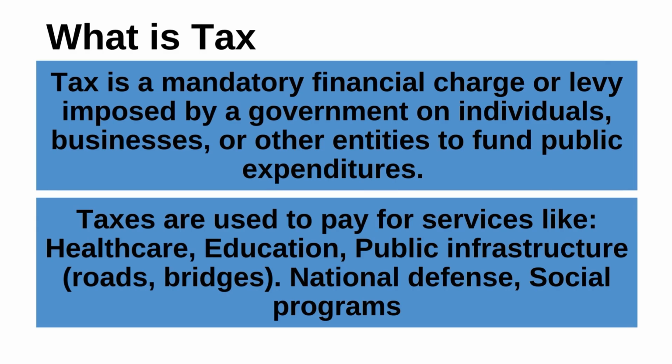What are the purposes for which tax is used? Healthcare is one. Then we have education. The money collected through tax can be spent by the government on healthcare and the education sector. Then we have public infrastructure, in which we have roads and bridges. Then we have national defense and social programs. There are so many social welfare programs where the government spends the money collected through tax.